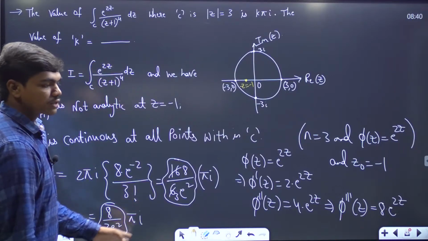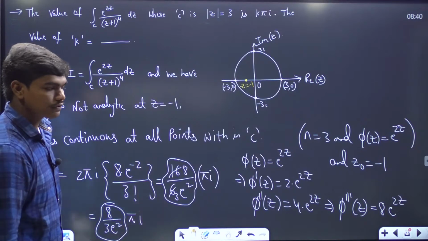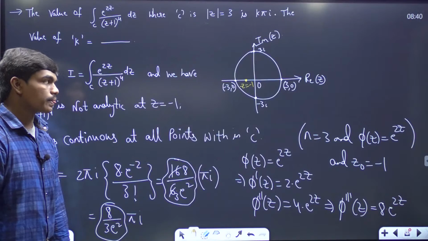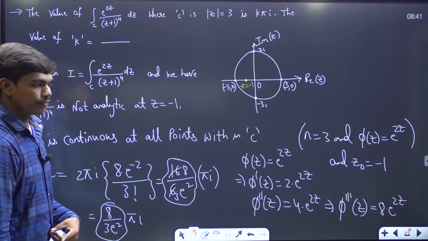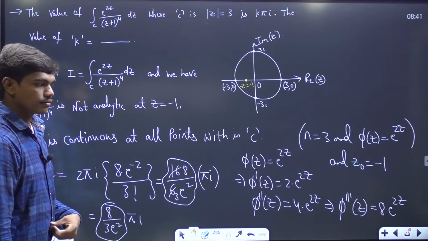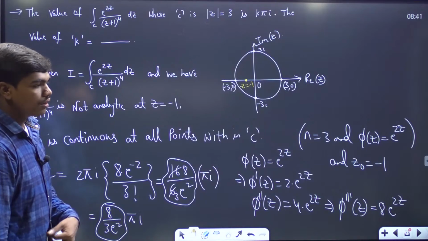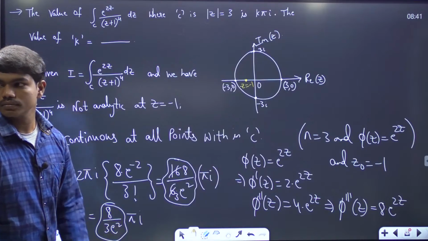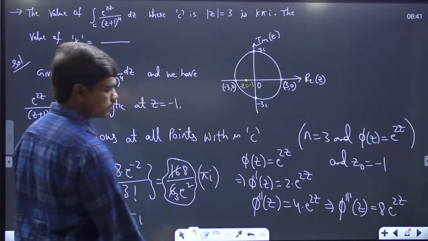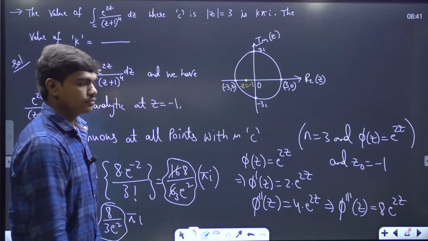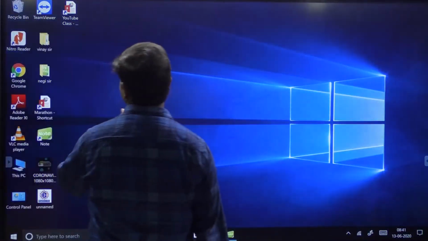So 8 by 3 e square. Now tell me what's the value of this 8 by 3 e square. I hope you know how to use the virtual calculator by this moment. What's the value of 8 by 3 e square? I want all of you to respond. Taking so much time, let me do the things.